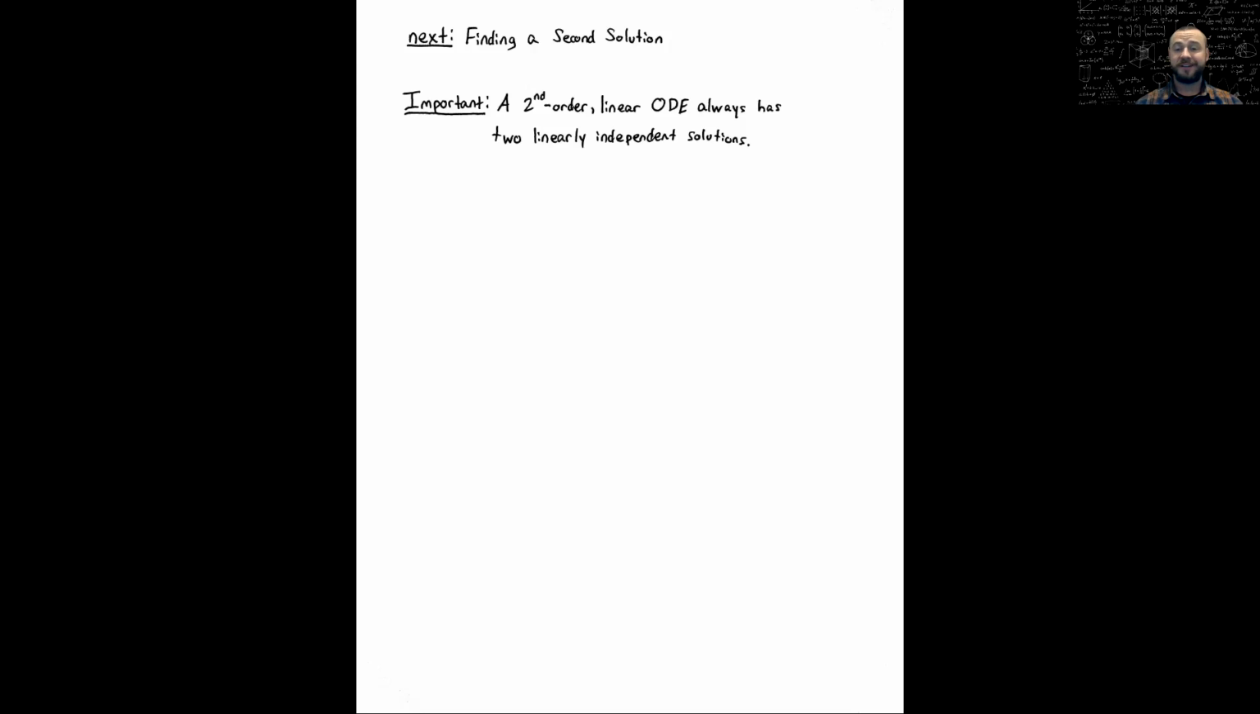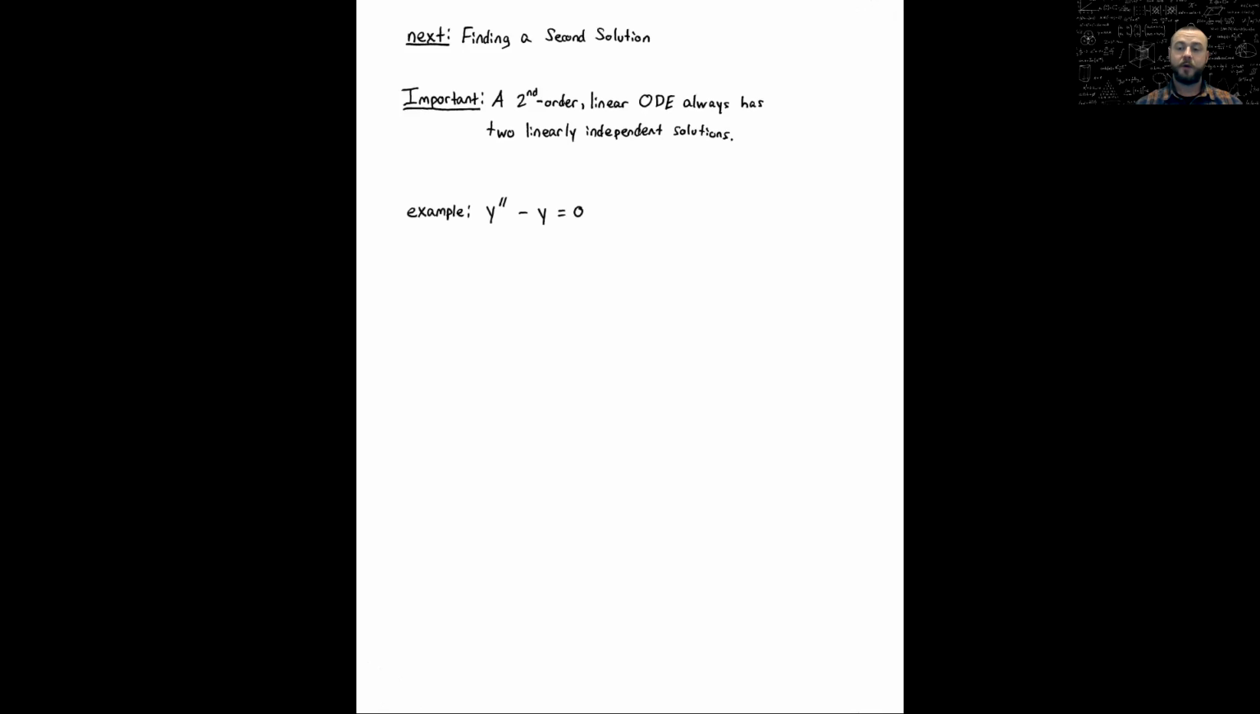A second order linear ODE always has two linearly independent solutions. And again, linearly independent means at a basic level, different. So a second order linear ODE always has two different solutions. Those two solutions, we'll be using them to build up all other solutions. In this lecture, we're going to focus on how to find a second solution.